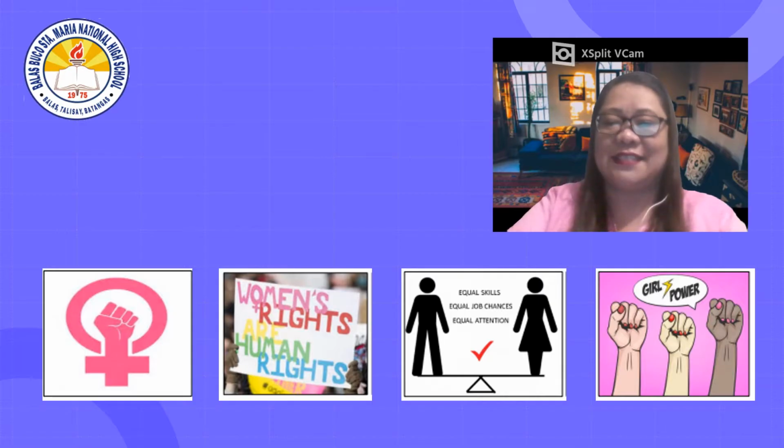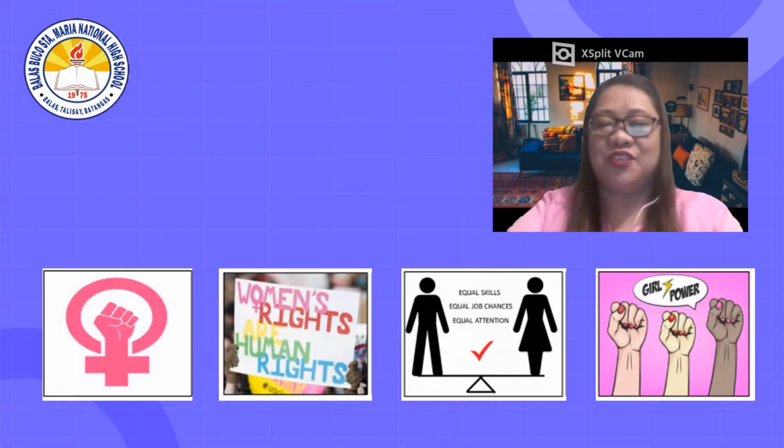human rights." On the third picture, we have here icons of a man and a woman standing on either sides of a balancer, wherein in between of them, we have equal skills, equal job chances, and equal attention. Below these statements, we have a check mark. And on the fourth picture, we have here 4 wrists that states girl power.